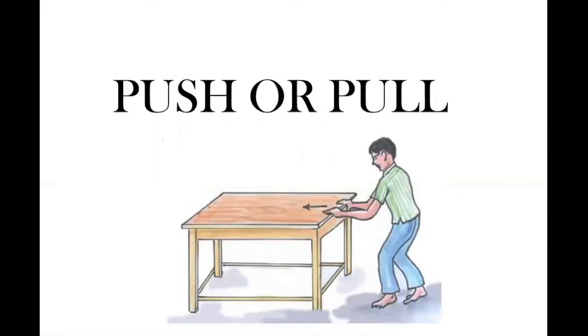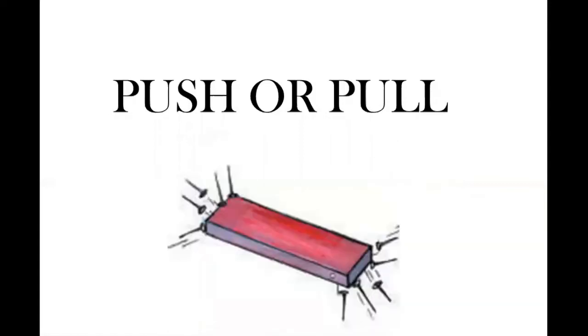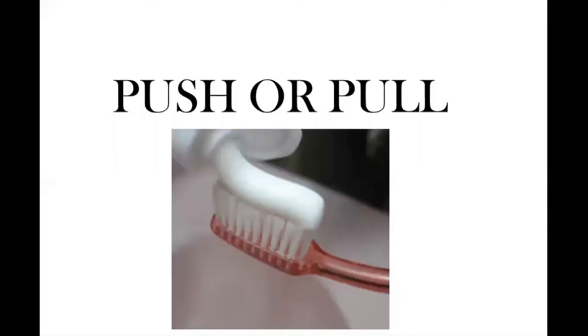What is the boy doing here? He is pushing the table. What is this picture? It is a magnet. And the magnet is pulling the nails. When you apply the paste onto the brush, we have to push the paste from the tube.